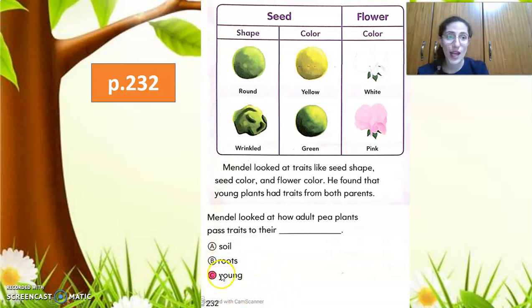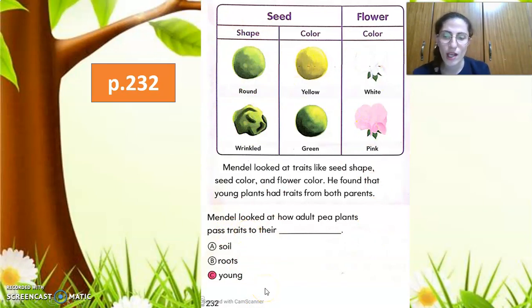Because we said that a trait is something that living things get from their parents. Clear? So far, so good? So what do the young pea plants get from their parents? That's what he was studying: the shape of the seed, the color of the seed, the color of the flower.